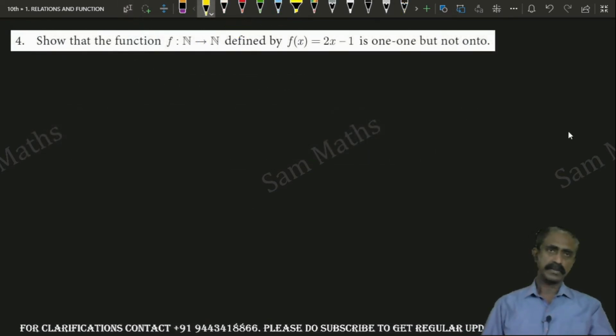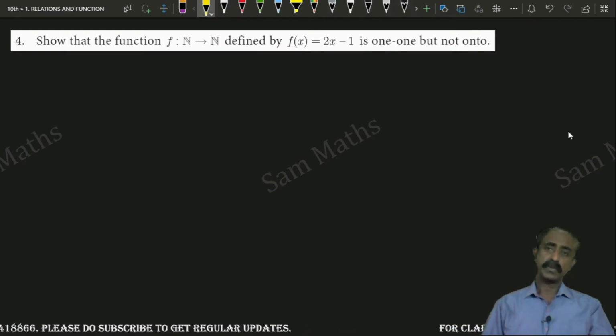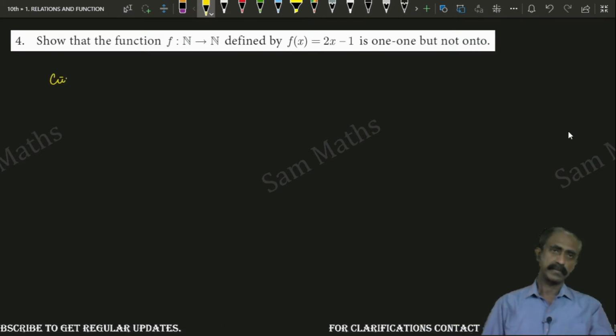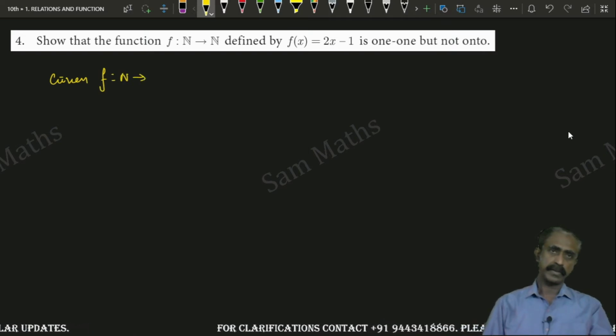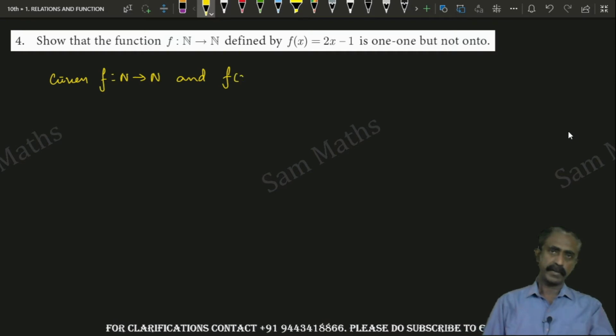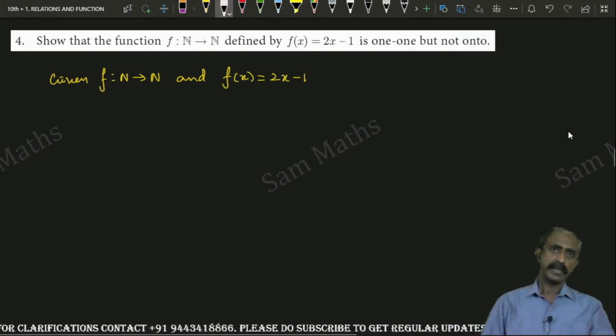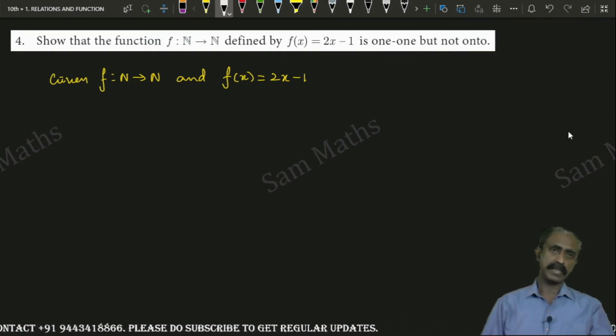Fourth question, show that the function f from N to N defined by f of x is equal to 2x minus 1 is one-one but not onto. Given f from N to N and f of x is equal to 2x minus 1. The first set, that is the domain, is N.